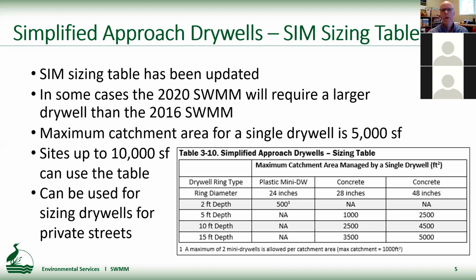So one of the biggest changes for UICs is the sizing table for the simplified approach, which has been updated. The technical basis for the sizing has been completely reevaluated. So in some cases, the 2020 SWMM is going to require a slightly larger drywell than the 2016 SWMM did, but not in every case. The maximum catchment area for a single drywell is 5,000 square feet, as you can see on the table. Sites up to 10,000 square feet can use the table consistent with the simplified approach requirements. And for the first time, the manual explicitly says that you can use the sizing table for drywells for private streets. Next.